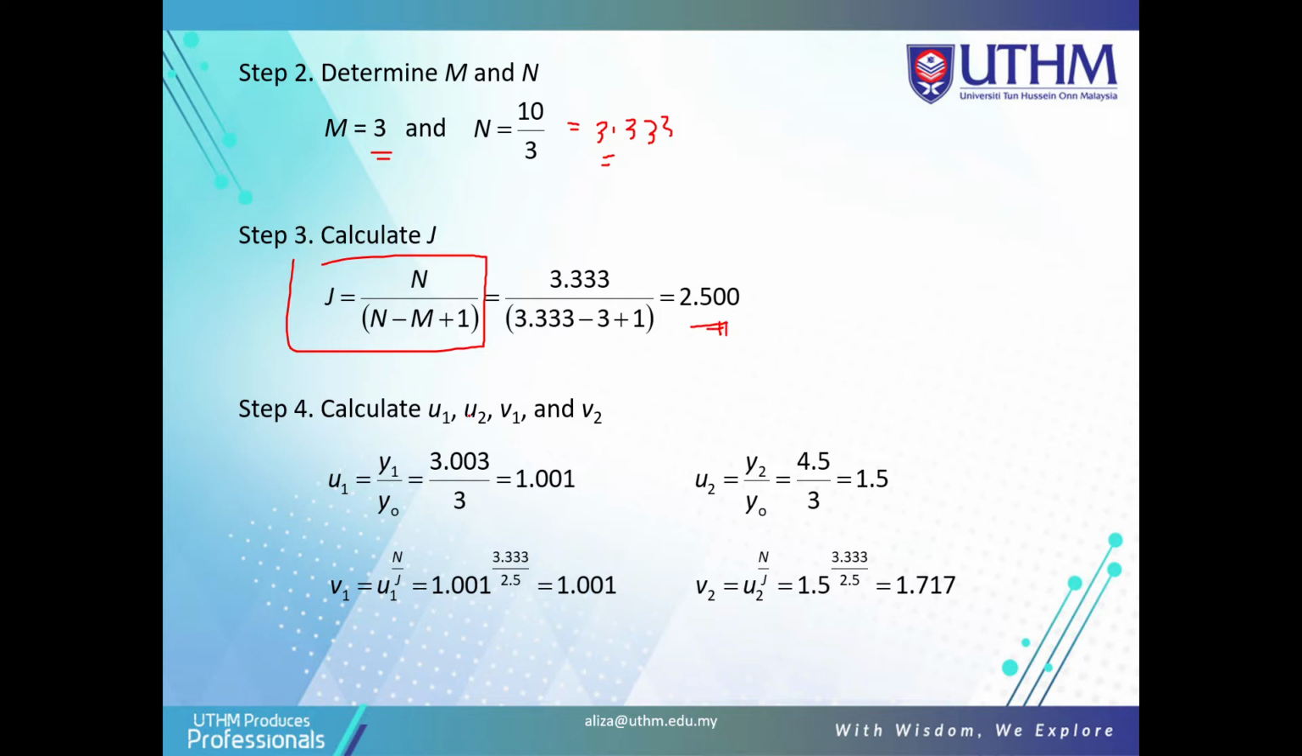Now calculate U1, U2, V1 and V2. U1 and U2 are based on the formula for the direct integration method. You find y1 here as 3.003. Based on y naught, you just add 0.001, so y naught plus 0.001 gives y1 as 3.003.